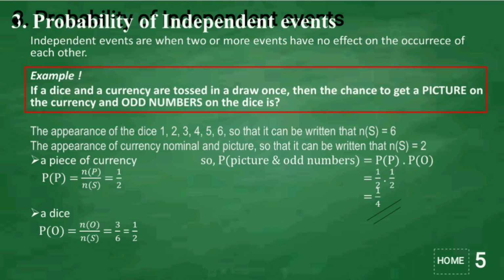The appearance of the coin, number and picture, so it can be written that n(S) equals 2. For the coin, P(P) equals n(P) over n(S) equals 1 over 2. So P(picture and odd number) equals P(P) times P(O) equals 1 over 2 times 1 over 2 equals 1 over 4.